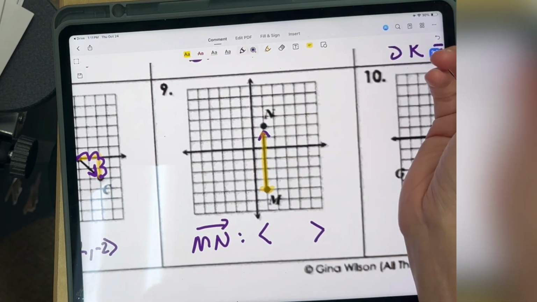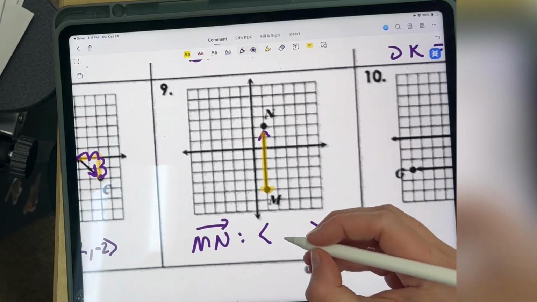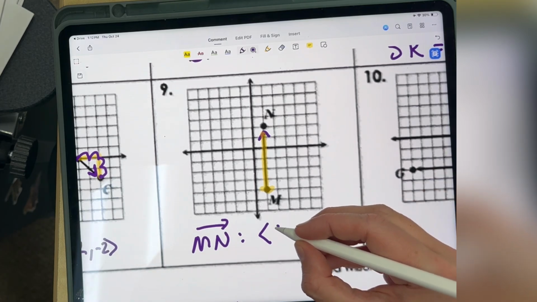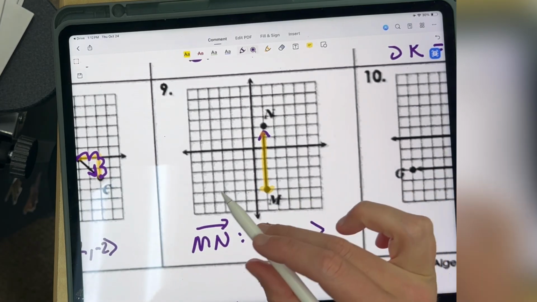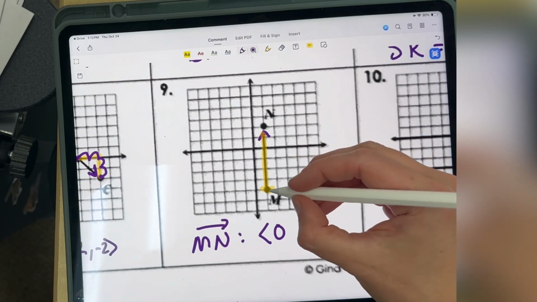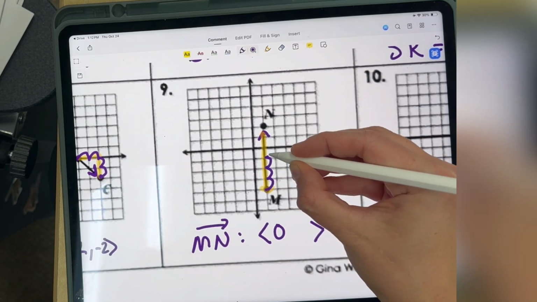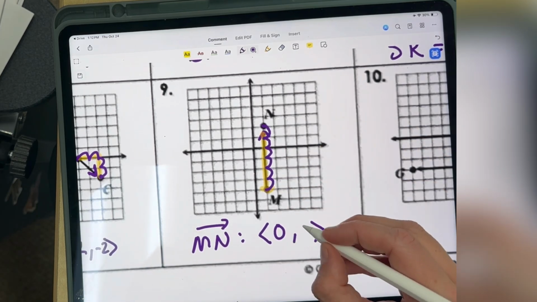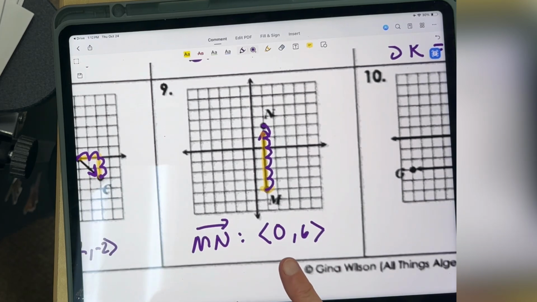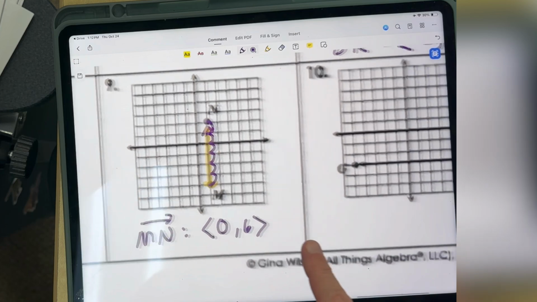So if you don't go left or right, or you don't go up or down, you will just put a 0 on the left or right. Because I'm not going to the left, I'm not going to the right. All I'm doing is I'm going up 1, 2, 3, 4, 5, 6 hops. So that means don't go left or right, just go up 6. Okay, same idea on this one.